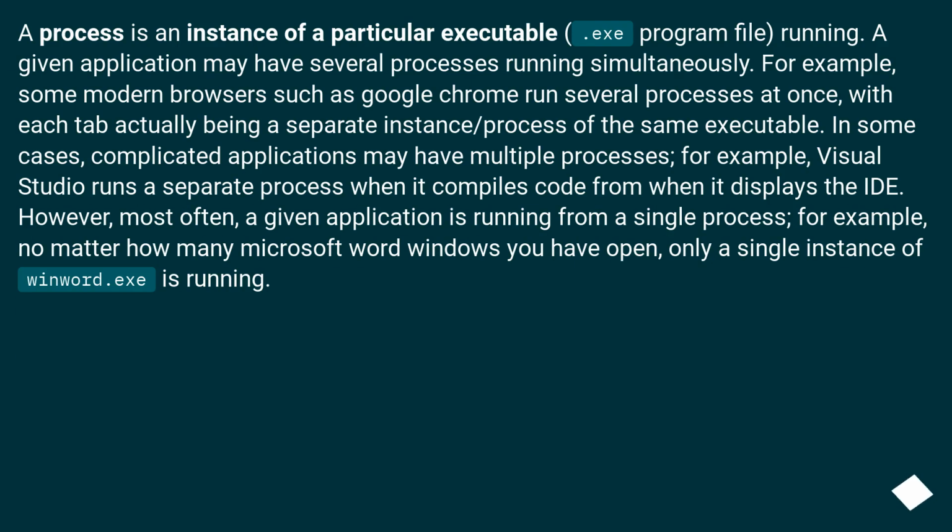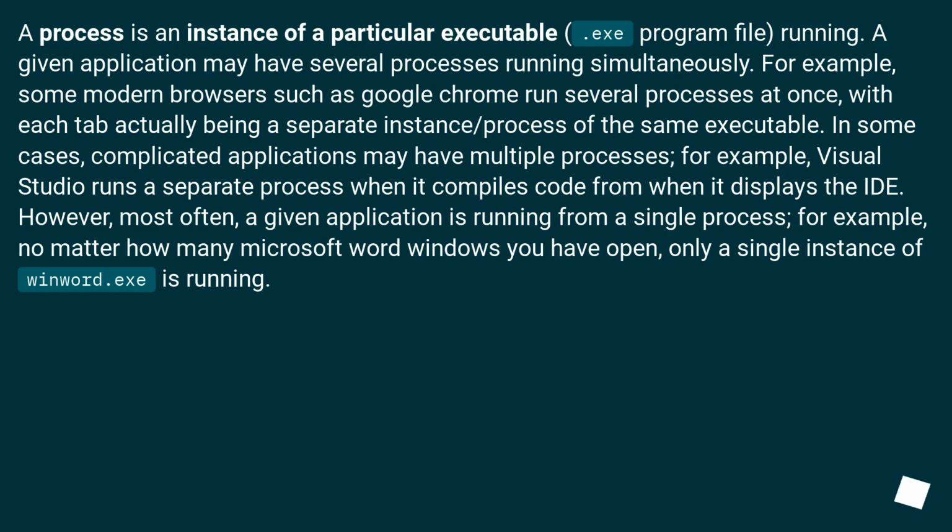A process is an instance of a particular executable, .exe, program file, running. A given application may have several processes running simultaneously. For example, some modern browsers such as Google Chrome run several processes at once, with each tab actually being a separate instance/process of the same executable.